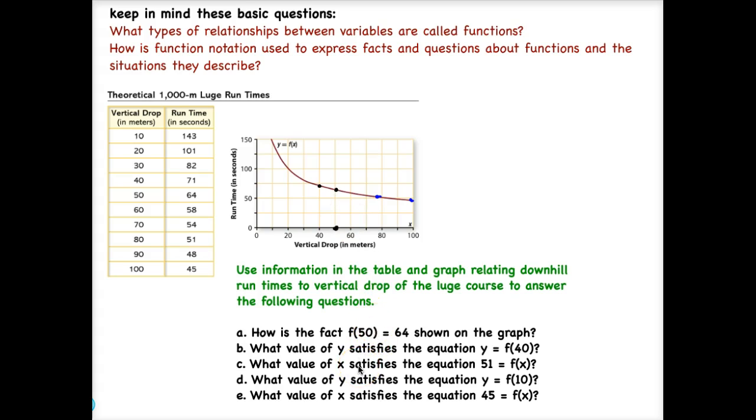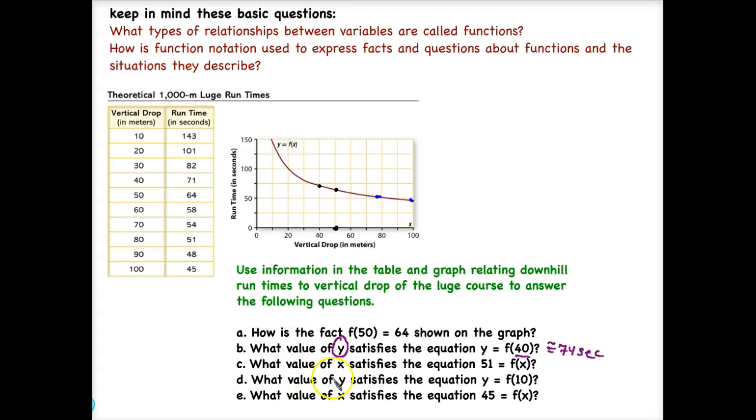Now pause the video and see if you can answer letters B through E on your own, and then come back when you think you're ready. All right, let's go through B. What value of y satisfies the equation y equals f of 40? We're looking for a y value when our x value is 40. If I go to 40 and go up, I can see that my y value is pretty close to 75, or maybe 74, so it's approximately 74 seconds.